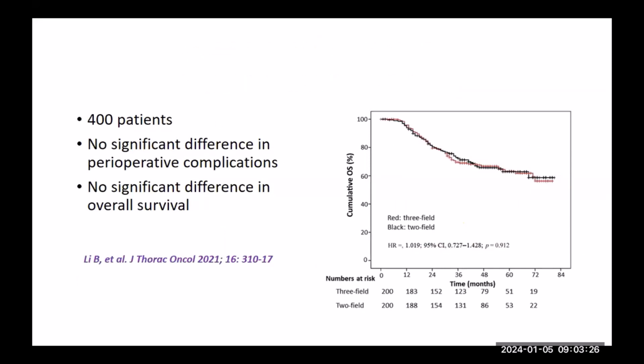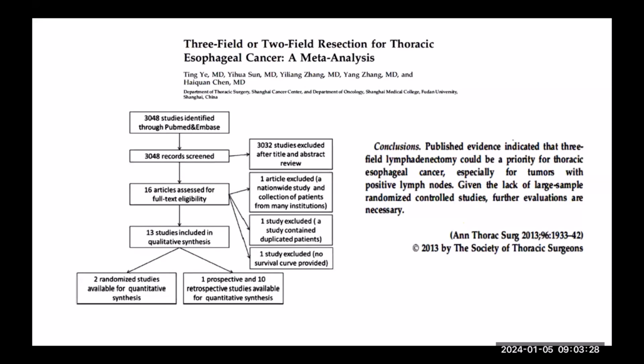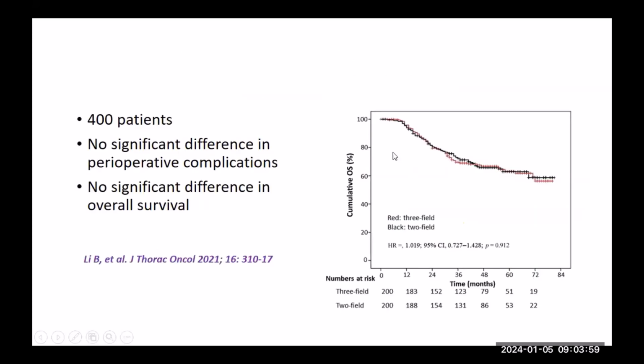So 3-field or 2-field, which dissection is to be preferred in thoracic esophageal cancer? There was one meta-analysis whose conclusion was that 3-field lymphadenectomy would be a priority for thoracic esophageal cancer, especially who has a positive lymph node. But the sample size was low and not all were randomized controlled studies. So further evaluation is needed in these patients.